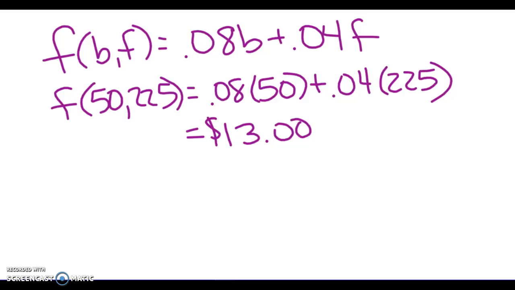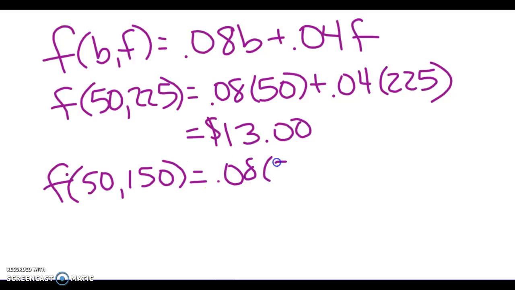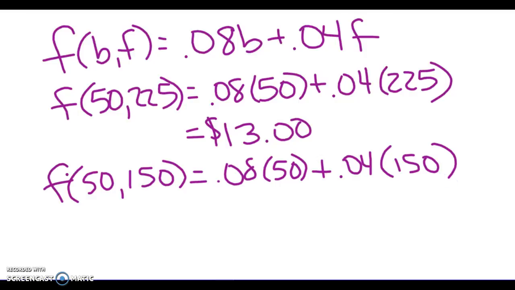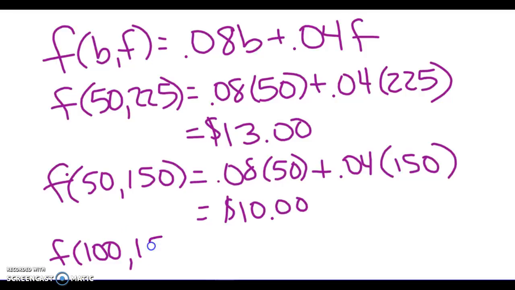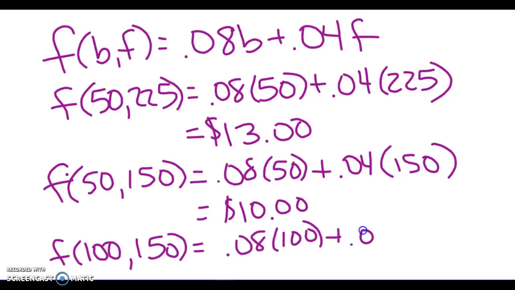Let's go back and plug in our other one. The bottom one is 50 and 150. We're just plugging that back into our objective function. We're going to put a 50 in for the B and a 150 for the F. Go ahead and calculate that up. That comes out to be $10. And then when you plug in the next one, the next point was 100 and 150. Plug that in, and you should get $14.